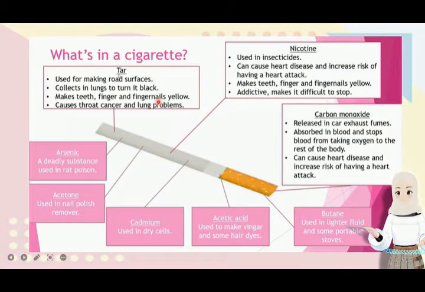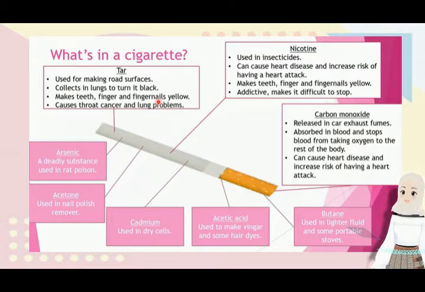So, tar. Tar is used for making road surfaces. If you've ever passed people who are working on the road and you see that they're applying something black on the road, that is tar. When tar is in the smoke from the cigarette, it collects in the lungs and turns them black. The lungs that you saw earlier were black because of tar.